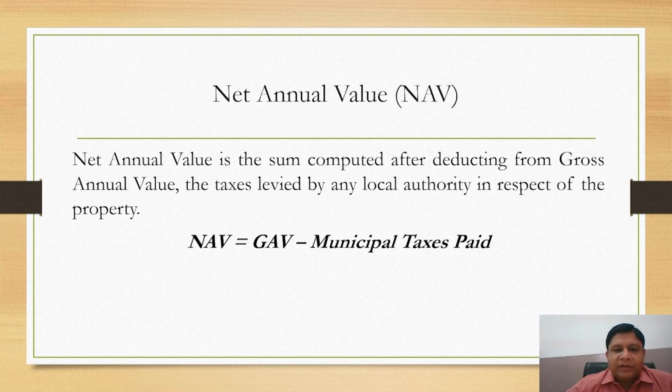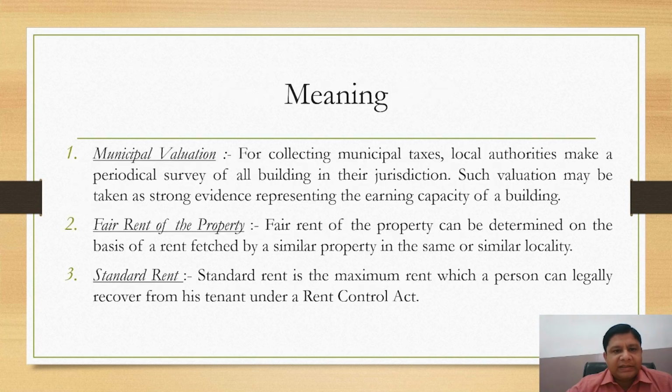The net annual value is computed after deducting from gross annual value the taxes levied by any local authority in respect of property. It is determined as NAV equals GAV minus municipal taxes paid. Next, we should know about the meanings of the following terms.